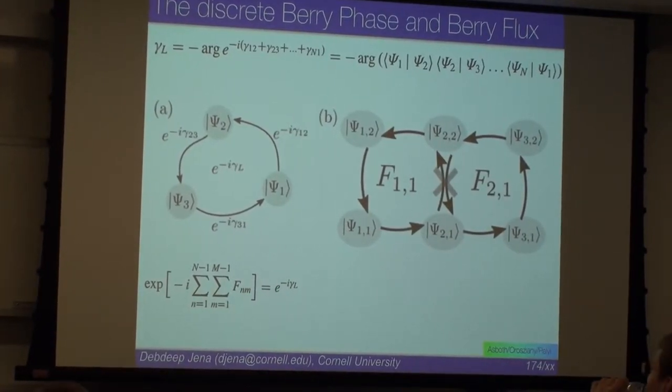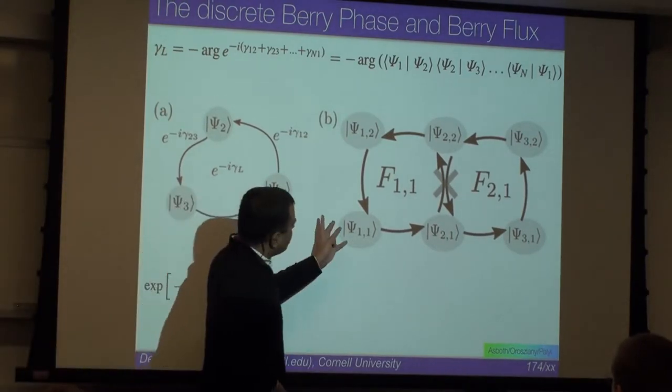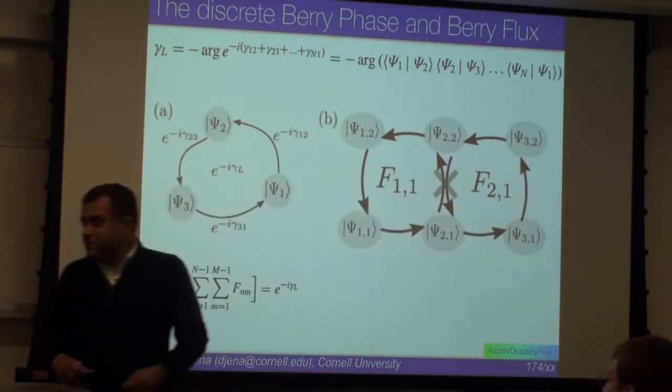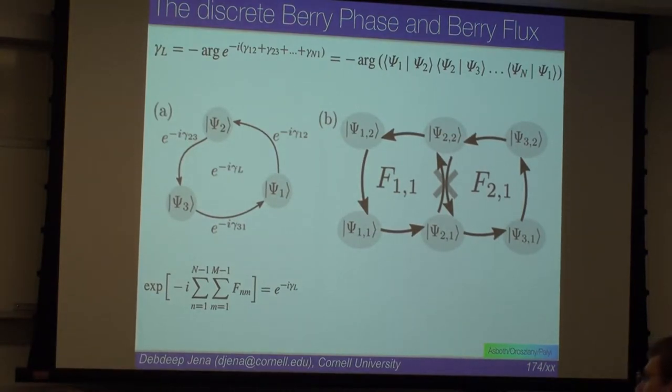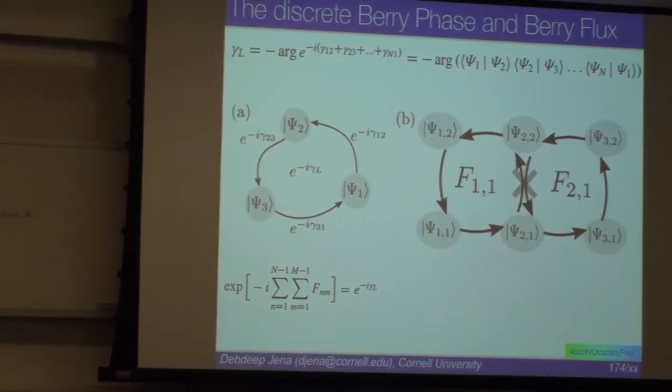Now, based on the phase, you can immediately define another quantity. Let's say that instead of a line in this parameter space, I have an area, two dimensions, or a surface in three dimensions, or something like that. So let's talk about an area instead of a line, and then we can define another quantity.